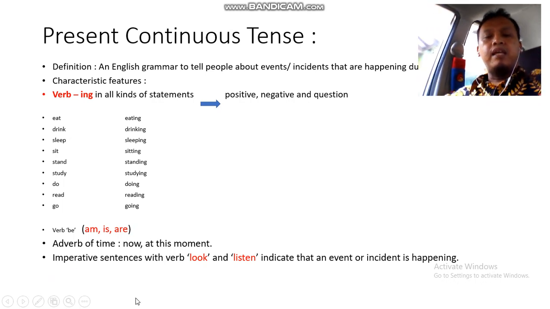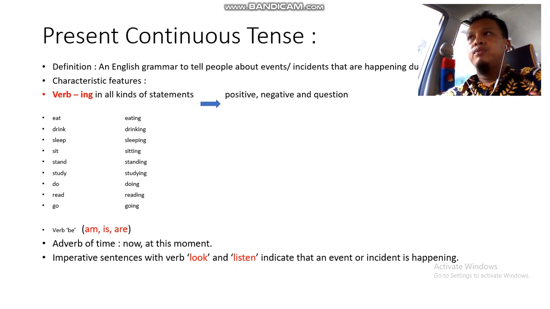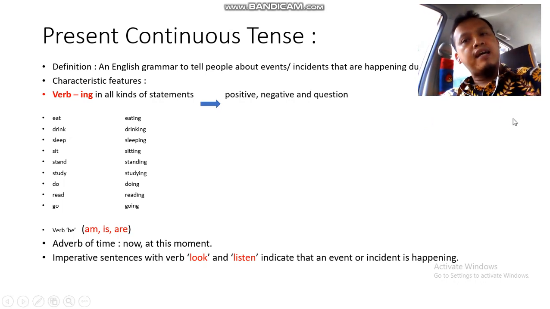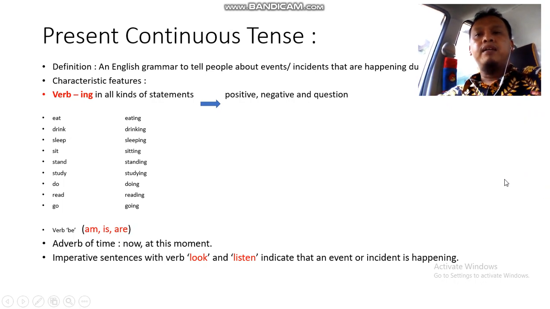Sometimes, when there is an imperative sentence with the verbs look or listen, the sentence that follows the imperative sentence should be in the form of present continuous tense. Look, lihat, I'm talking to you. Lihat, aku sedang ngobrol denganmu. Nah, kalau dilihat berarti langsung sedang terjadi kan? Or listen, dengarkan. The incident must be happening during the talk.